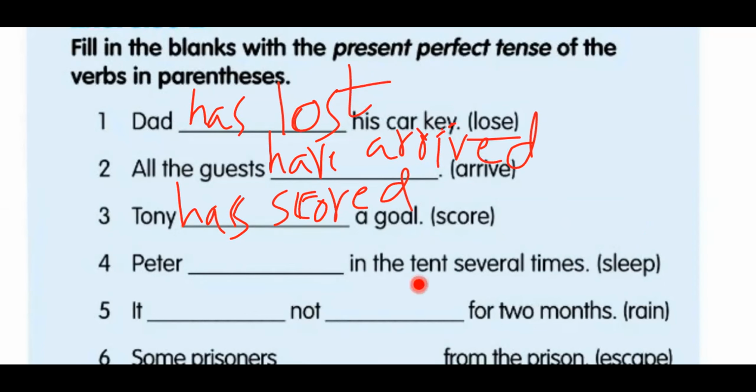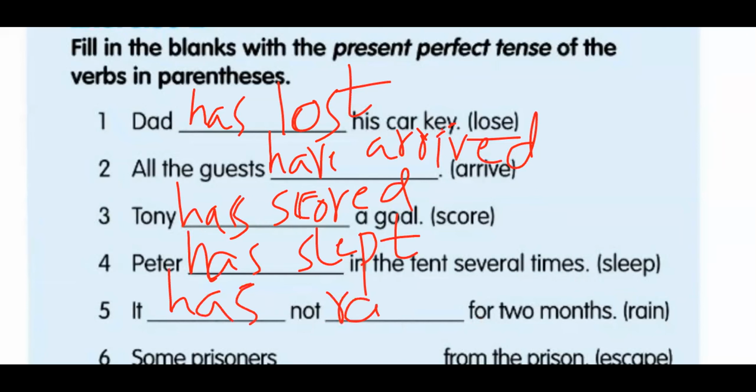Next, Peter dash in the tent several times. Sleep. Has slept. Yes. Sleep will become slept. S-L-E-P-T, slept. Irregular verb. Scored and arrived are regular verbs with ed. Next, it dash not dash for 2 months. Rain. It has not rained. Rained is a regular verb over here with ed. Rain for 2 months.